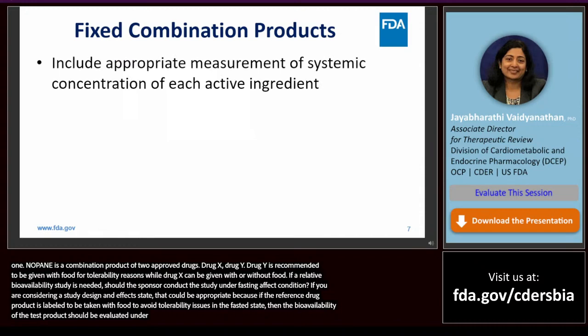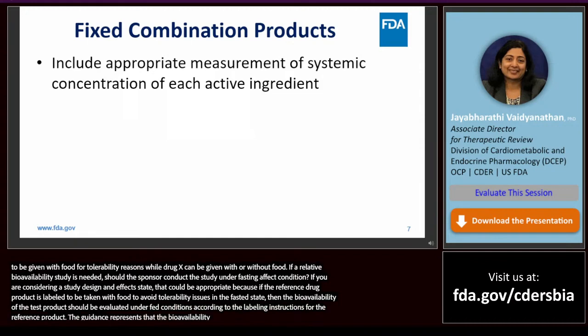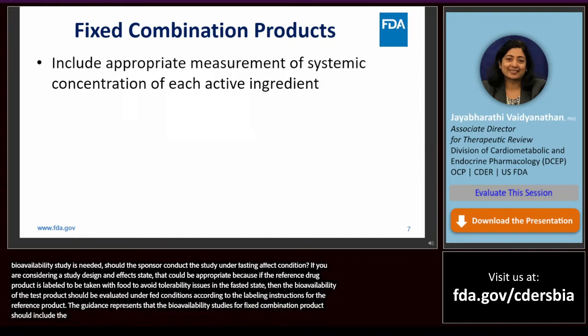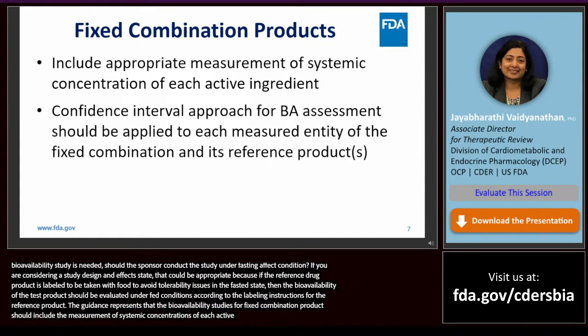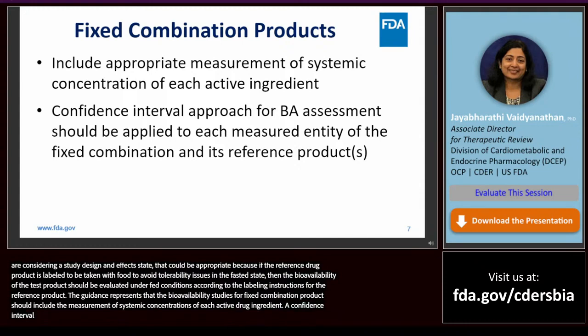The guidance recommends that the bioavailability studies for fixed combination product should include the measurement of systemic concentrations of each active drug ingredient. A confidence interval approach for bioavailability assessment should be applied to each measured entity of the fixed combination and its reference product.